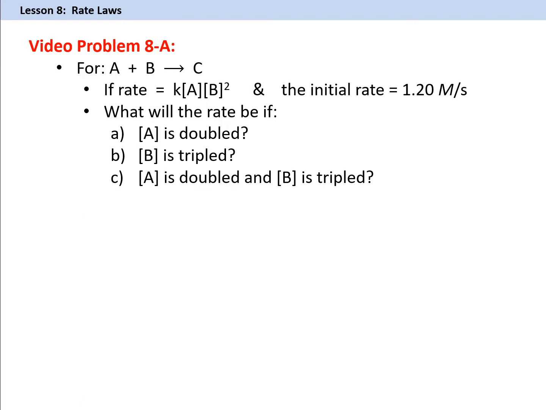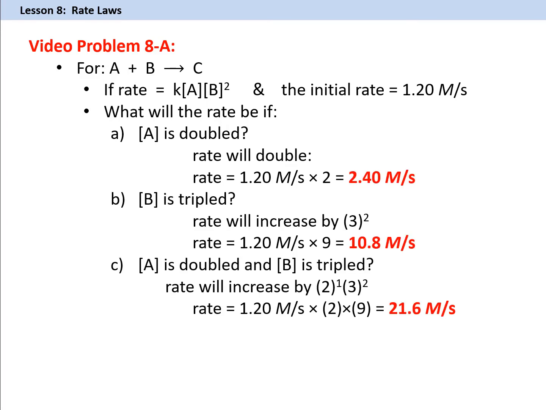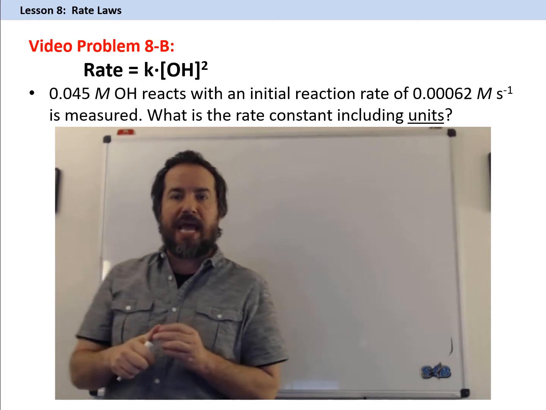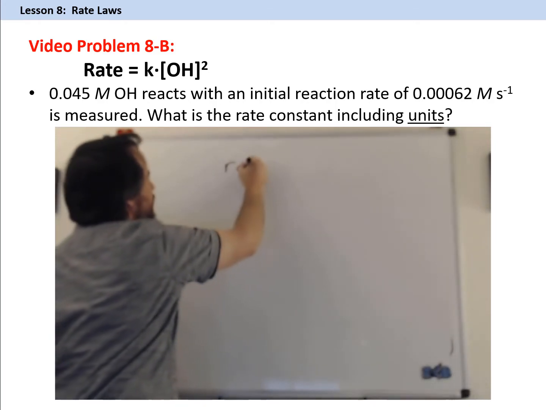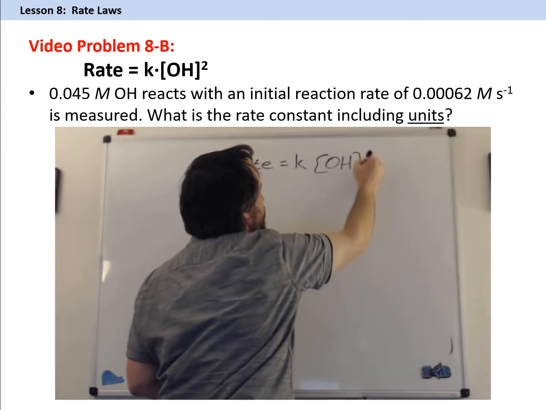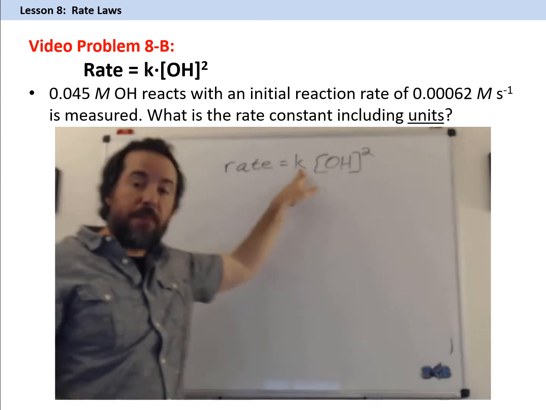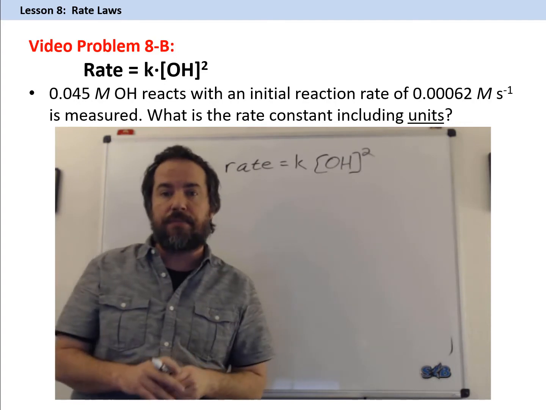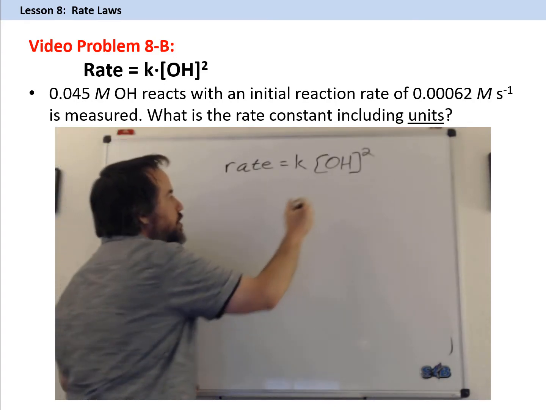All right, so here it is on the screen. We can see that in each case, we're changing our concentration, and so our rate is going to change as well. Okay, let's go on to video problem 8b. In 8b, we have a reaction where we have rate equals K times OH squared, where K is my rate constant, OH is my concentration of OH. So we're told some information.